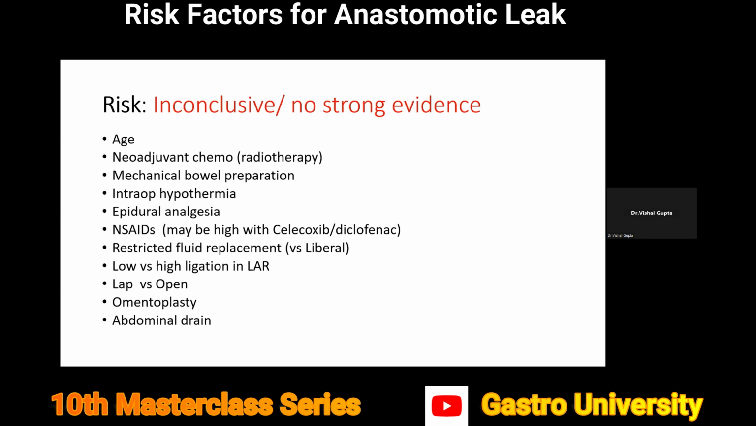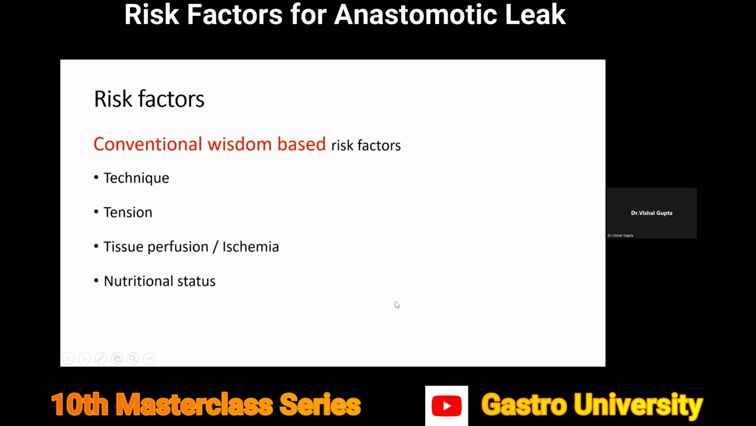Low versus high ligation of IMA in LAR, again, no difference. Laparoscopic versus open rectal resection or esophagectomy, again, no difference. Initially, it was thought that omentoplasty can decrease the leak rate by giving additional vascularity to the anastomotic site, but again, going by the evidence, no difference. And again, an abdominal drain is not going to affect the anastomotic leak. Although it was initially thought that by placing a drain there may be early detection of the leak, again, there is no effective change.